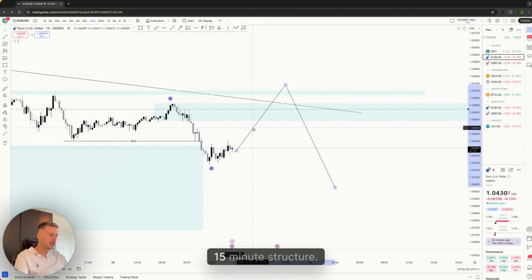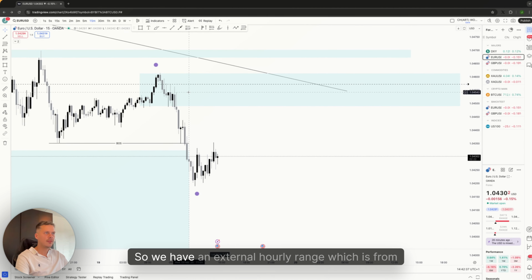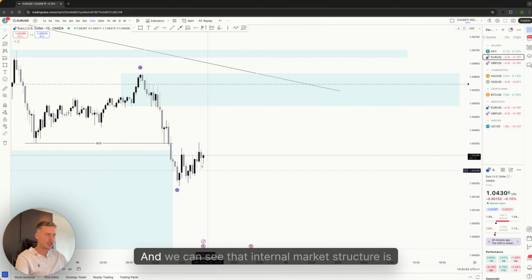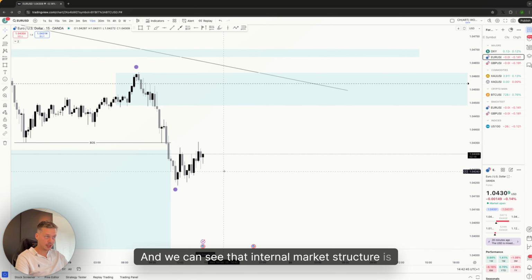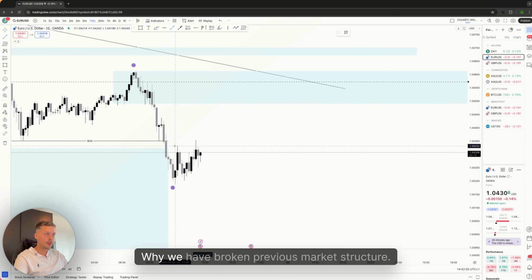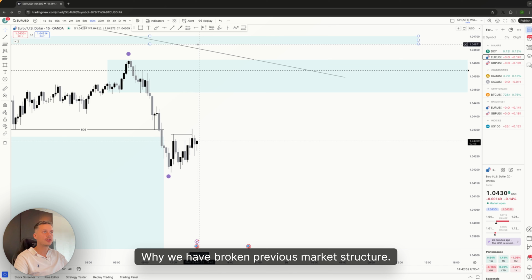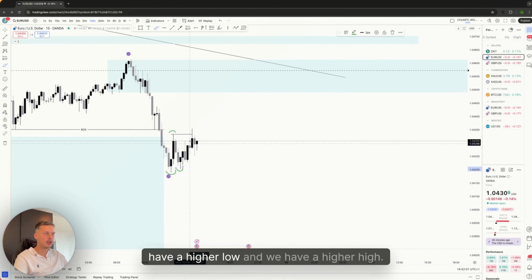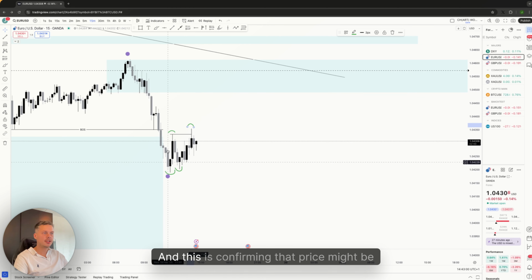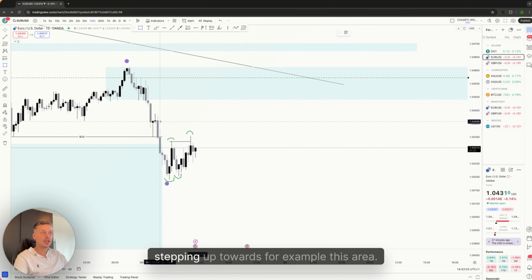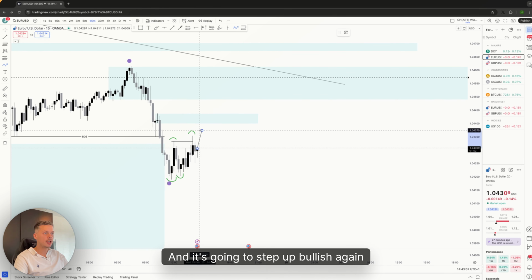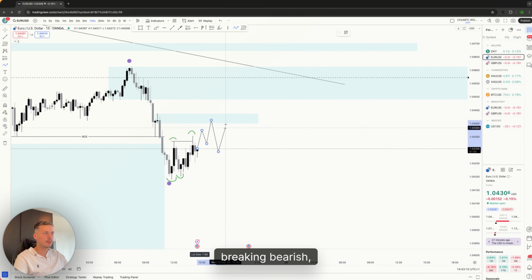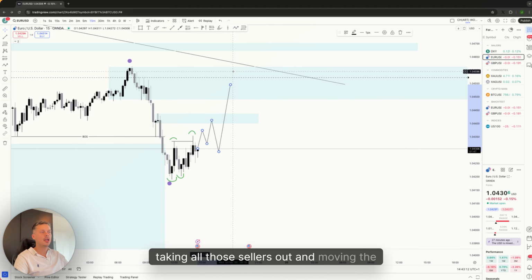All right, 15-minute structure. So we have an external hourly range, which is from this high to this low. And we can see that internal market structure is stepping up bullish. Why? We have broken previous market structure. So we have a low in the market, we have a high, we have a higher low, and we have a higher high. And this is confirming that price might be stepping up towards, for example, this area, and it's going to step up bullish again, coming in, breaking bearish, taking all those sellers out, and move in the opposite direction.